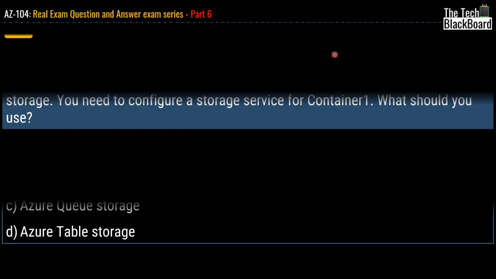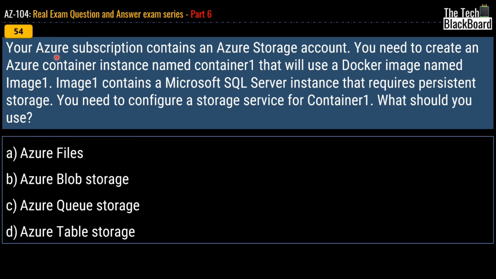Now let's check out our question number 54. The question says that your Azure subscription contains an Azure storage account. You need to create an Azure container instance named container1 that will use a Docker image named image1. Now image1 contains a Microsoft SQL Server instance that requires persistent storage. You need to configure a storage service for container1. What should you use? Your options are Azure Files, Azure Blob Storage, Azure Queue Storage or Azure Table Storage. And the correct answer for this question is Azure Files.